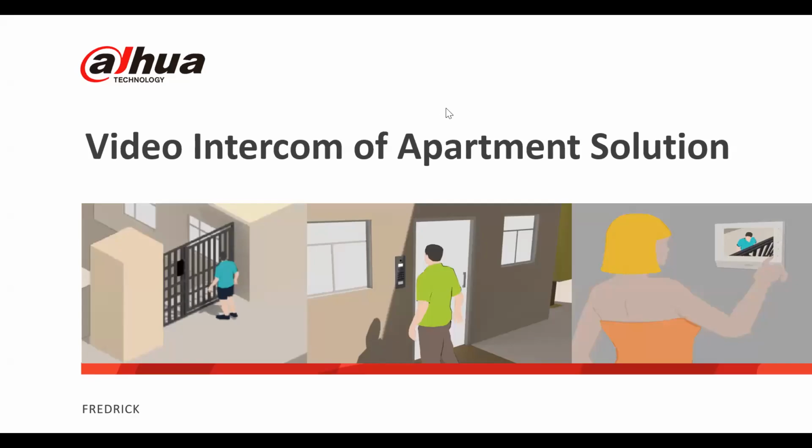So guys, today we're talking about the video intercoms of apartment solutions. We have two types of video intercom: the villa and the apartment. For the apartment solution, you find it has more video fence stations compared to the villa, so the topology is a little bit larger. I'll be starting, and if you have any questions, please don't hesitate to ask.